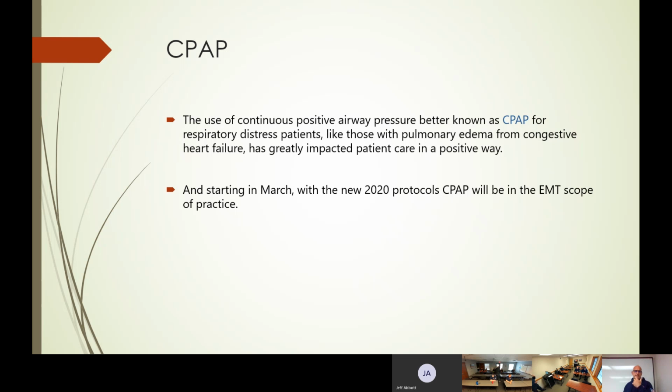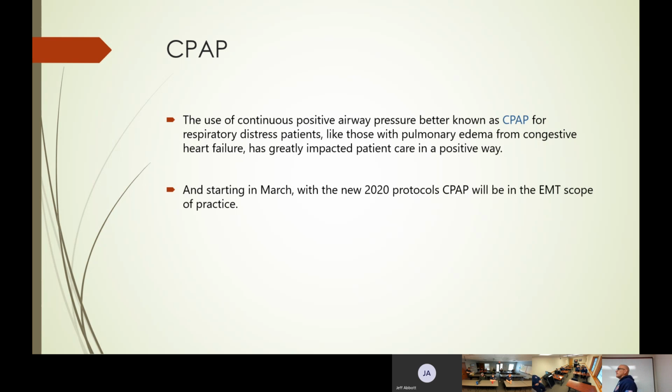So when we're talking about the CPAP, the use of continuous positive airway pressure, better known as CPAP, for respiratory distress patients, like those with pulmonary edema from congestive heart failure, has greatly impacted patient care in a positive way. So again, over years of study, they've determined that this is very helpful, but it's also not readily available because it was an ALS skill or even in the hospital setting only.